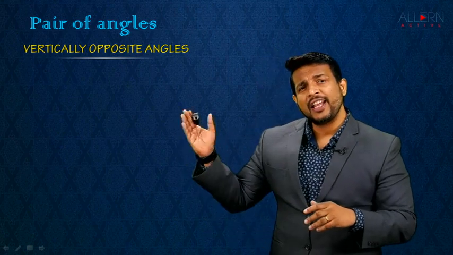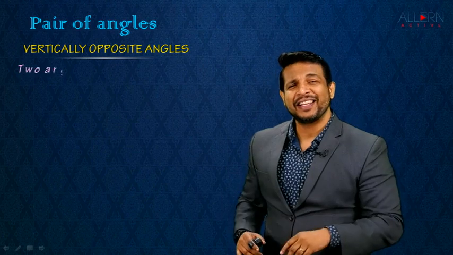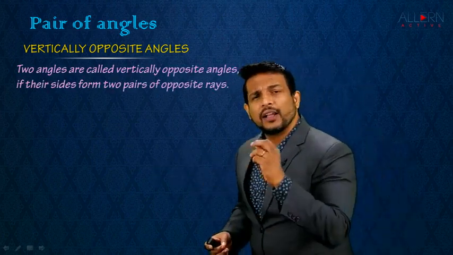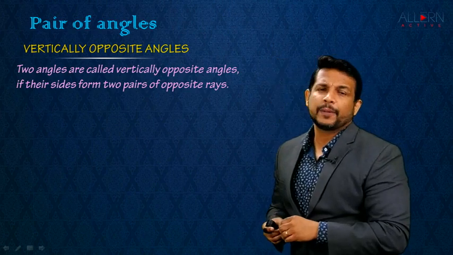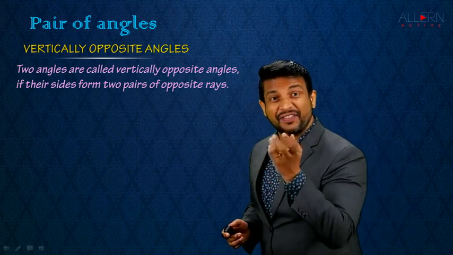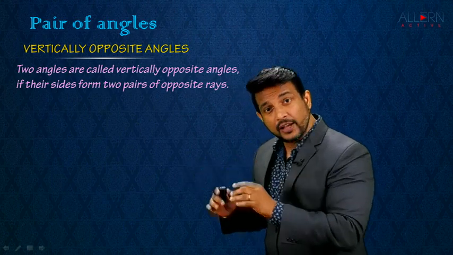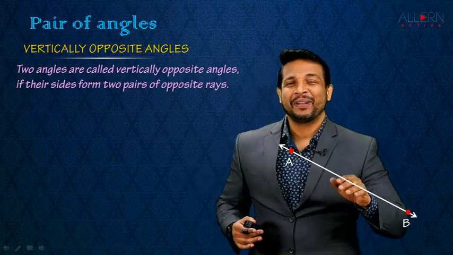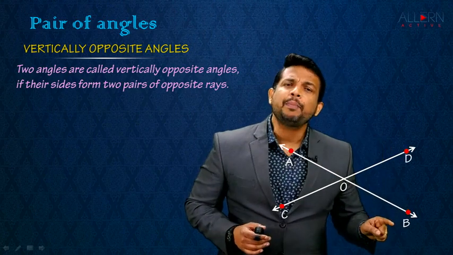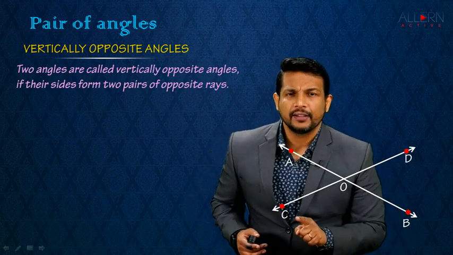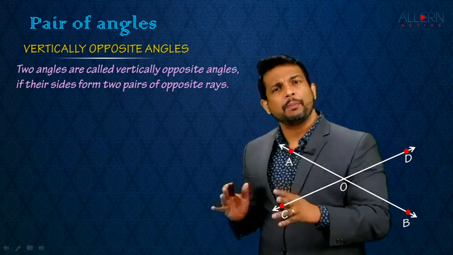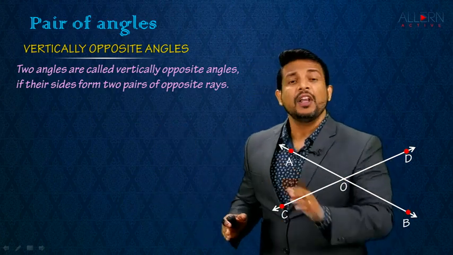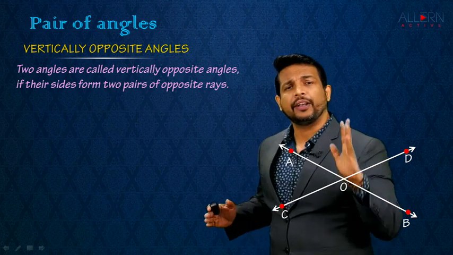Let's learn another pair of angles. That is vertically opposite angles. Now that's very easy, very, very simple. The definition goes like this. It says that two angles are called vertically opposite angles if their sides, in other words, if their rays, form two pairs of opposite rays. But don't worry, it's very simple. I'll make it simple for you. We have a line AB and line CD intersecting at point O. Remember, for vertically opposite angles, one very important condition is that we should have two lines intersecting at a point.